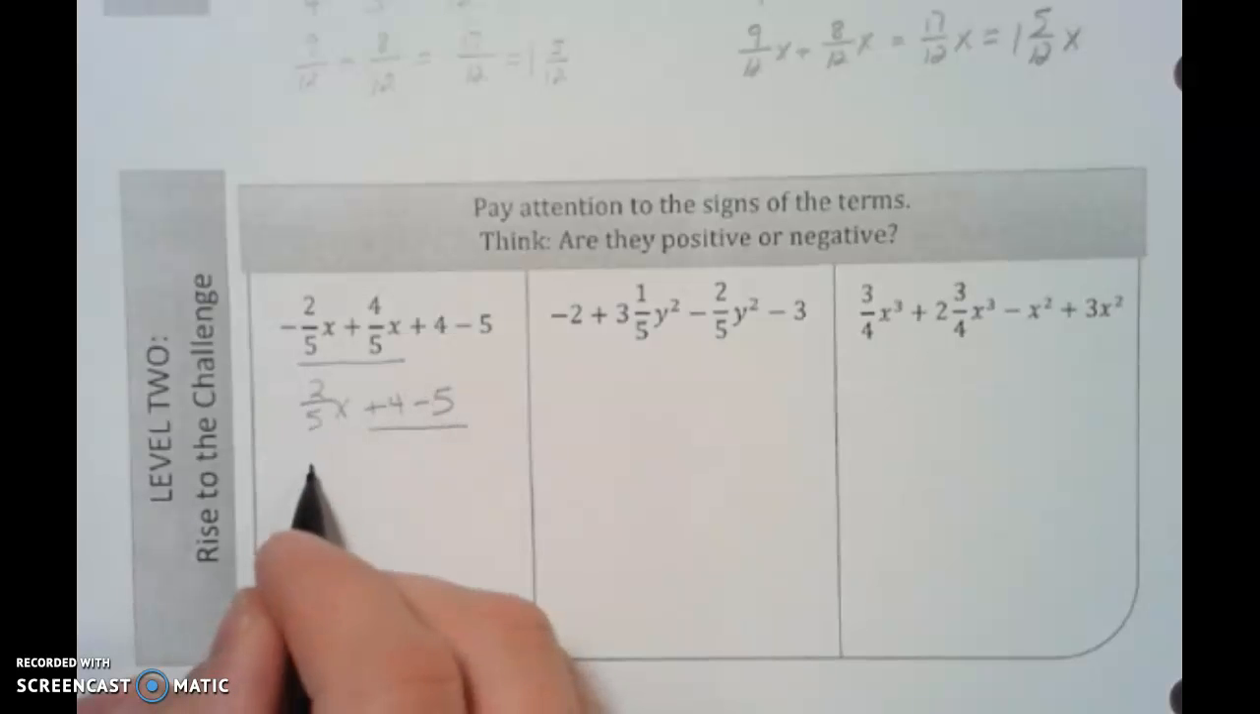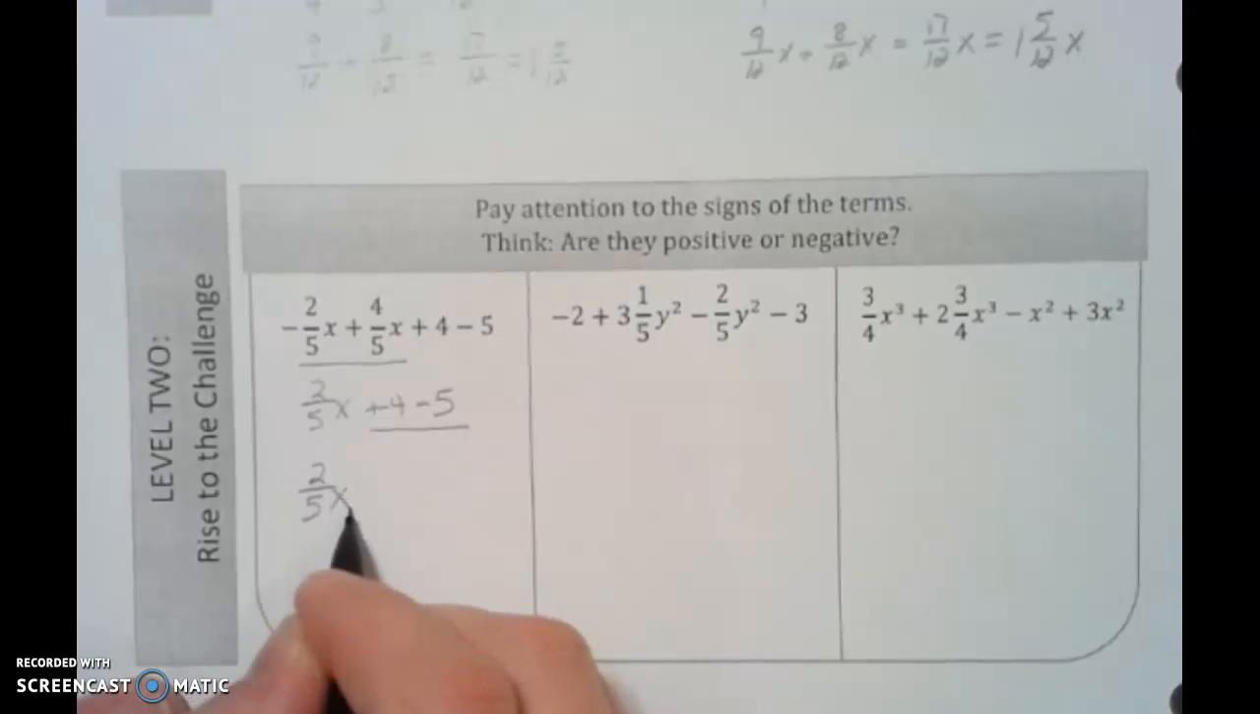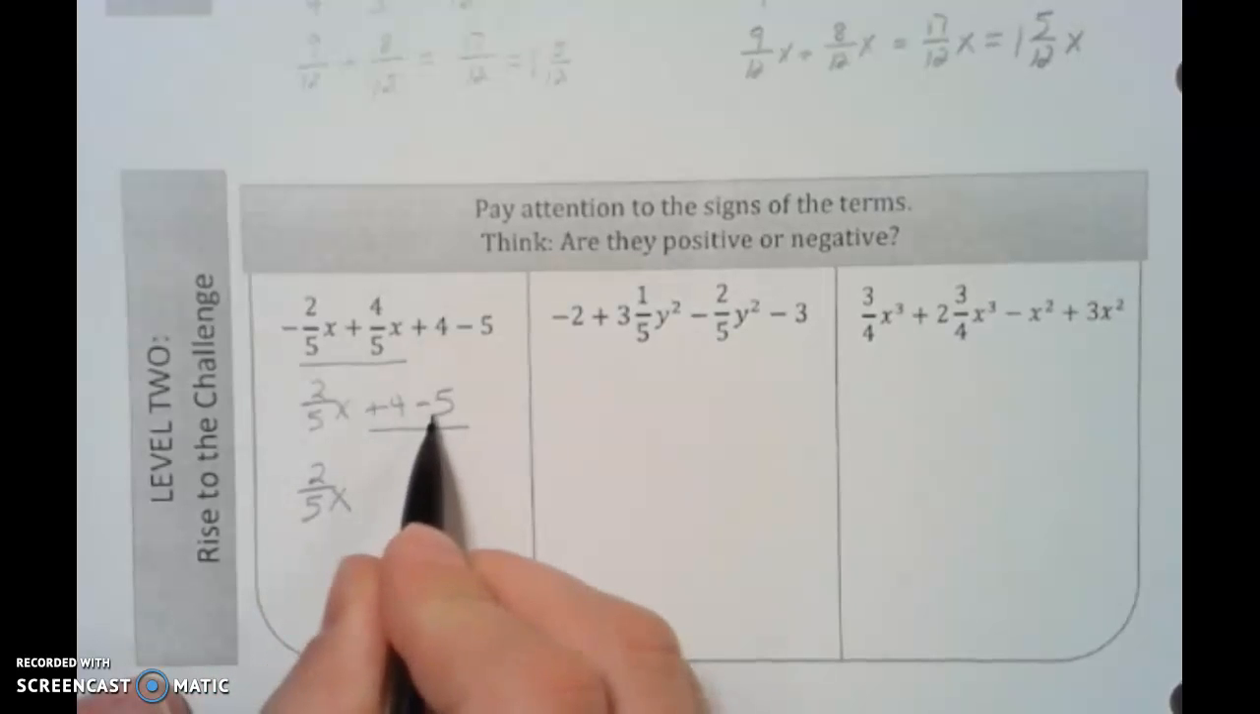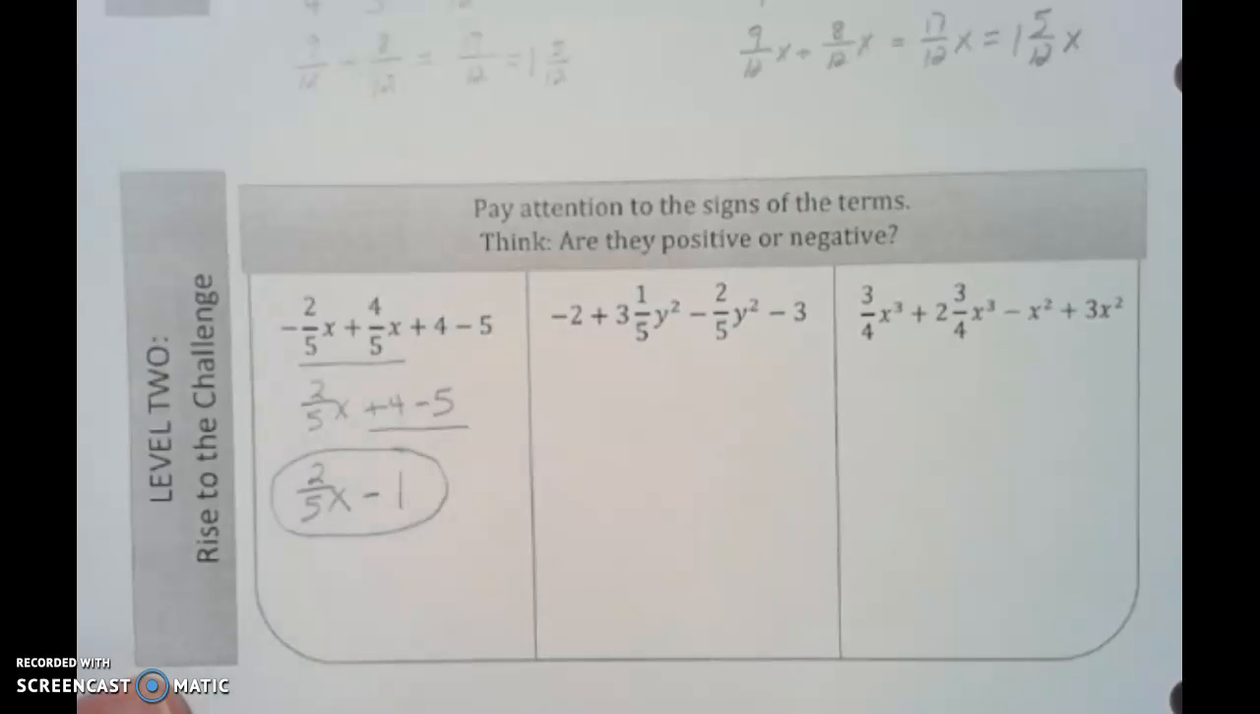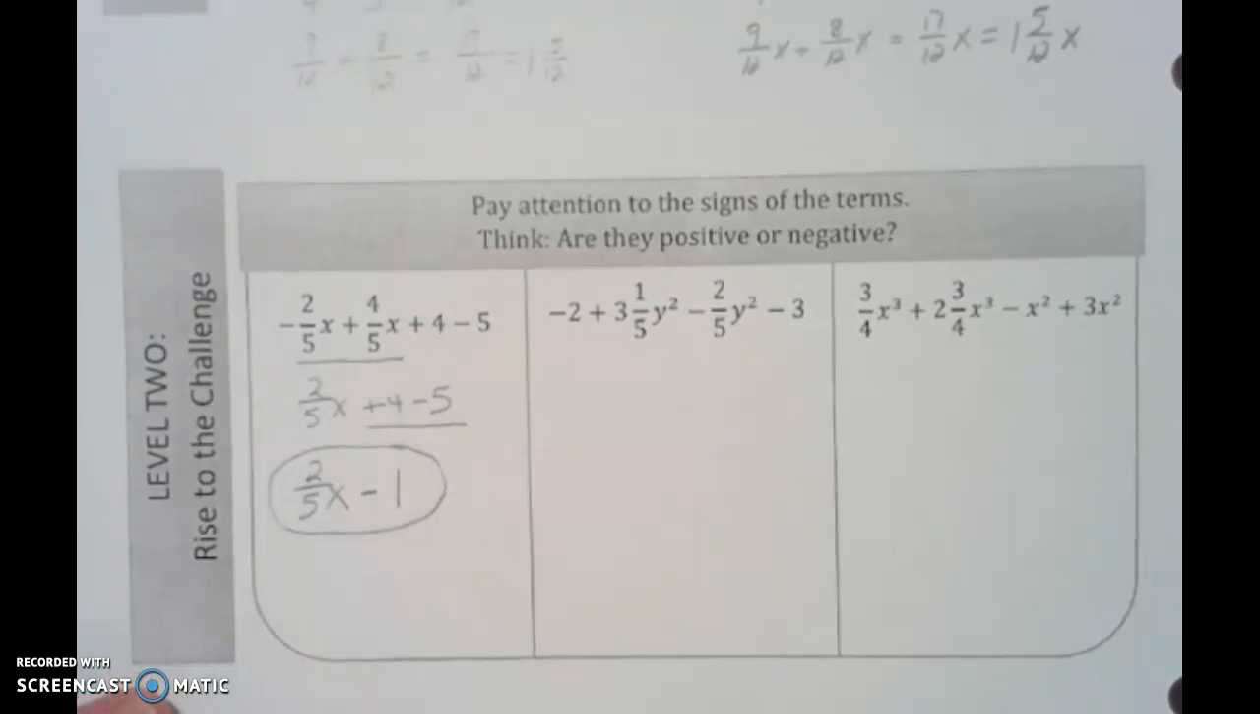So I'm going to bring down my 2/5 x, and then since this was equal to negative 1, I'm going to write minus 1. And now I have a variable term and a constant. You cannot combine those. That's as simplified as that expression gets.